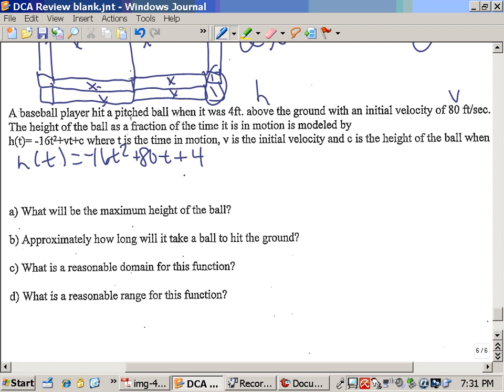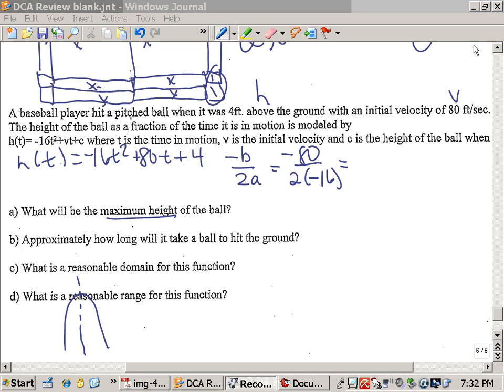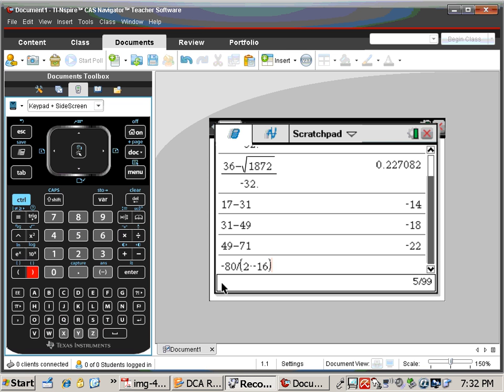Now I need to factor this to be able, wait, time out. I need to find the maximum height. Well, if I'm going to find the maximum height, I need to find the axis of symmetry. The axis of symmetry is negative b over 2a. That's going to be negative 80 over 2 times negative 16. And if I find the answer to that, this is what it looks like in my calculator. Negative 80 divided by 2 times negative 16.